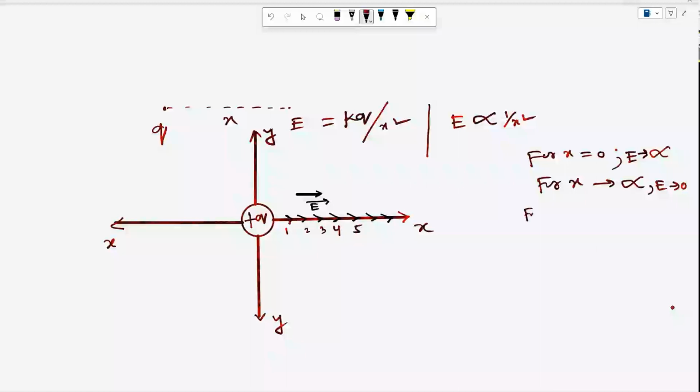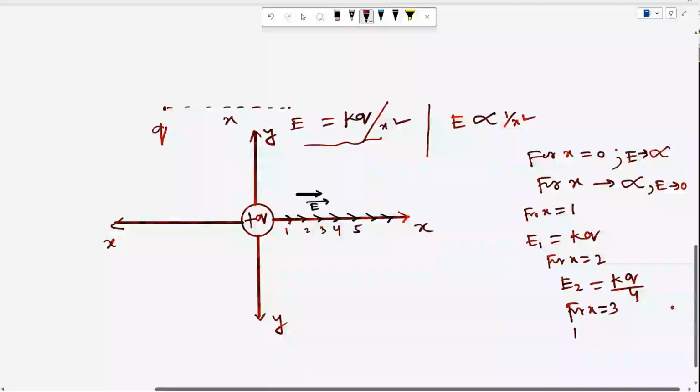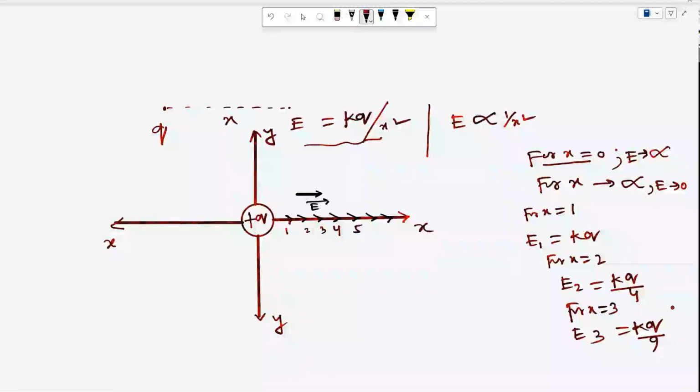So for x equal to 1, the electric field is given by, if you use this relation, k into q. For x equal to 2, E2 is going to be equal to kq by 4. And for x equal to 3, E3 is going to be kq by 9. So by keeping this in mind that when x is equal to 0 or tending to 0, E is infinity, and when x tending to infinity, E tending to 0, and value gradually decreases.